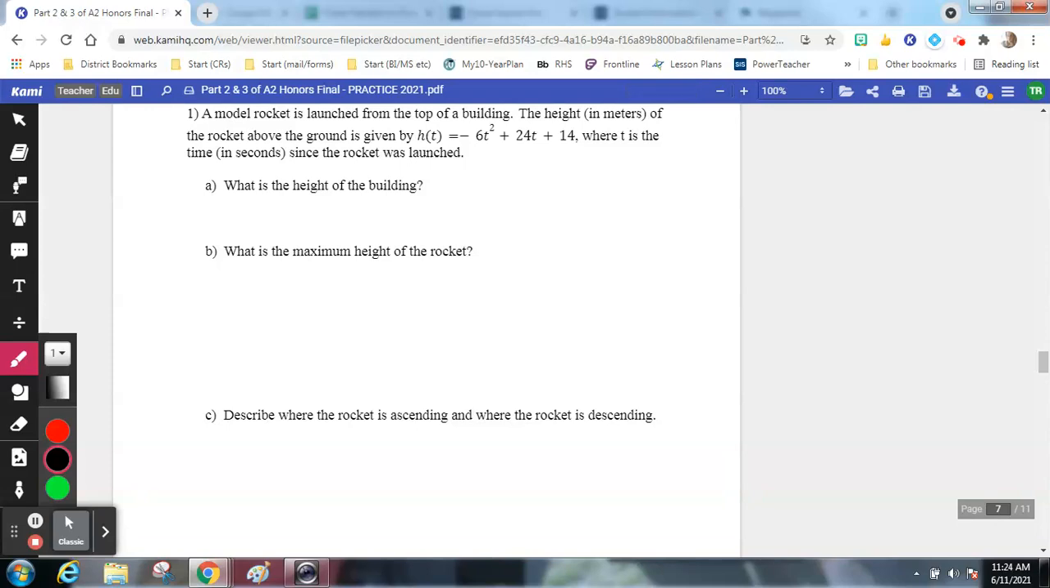Okay, so to go through those, we have a model rocket launching from the top of a building. So that's important. The height of the rocket above the ground is this equation, also important, where t is time since the rocket was launched and height is in meters. We want to know the height of the building. So the fact that we're launching it from the top of the building, we're looking for the starting height.